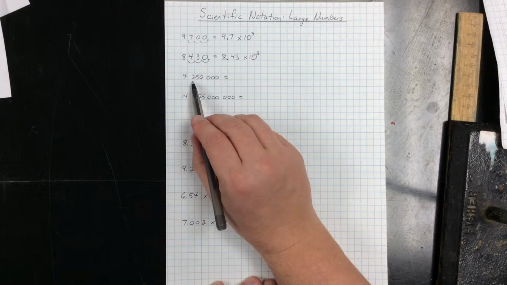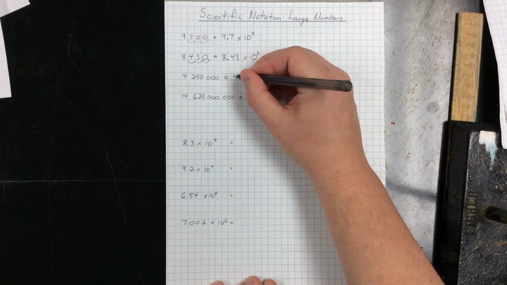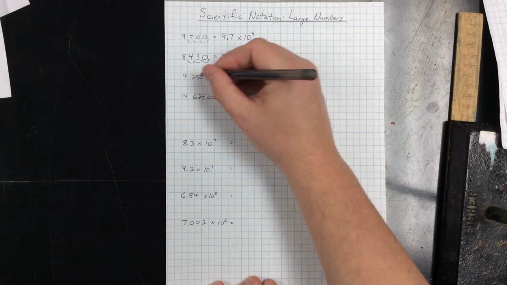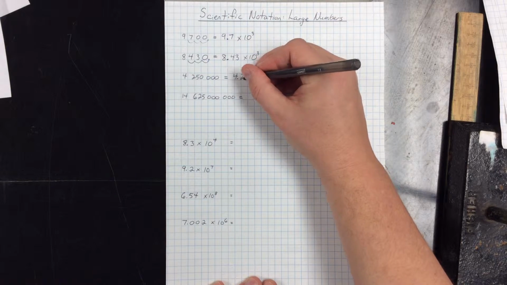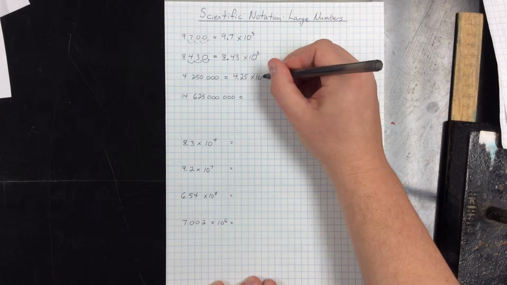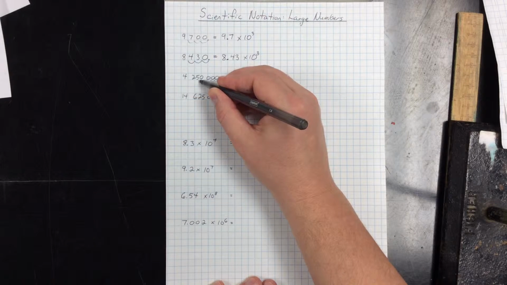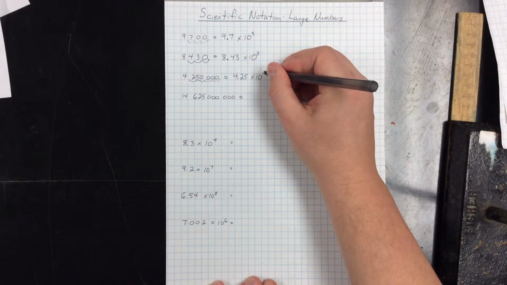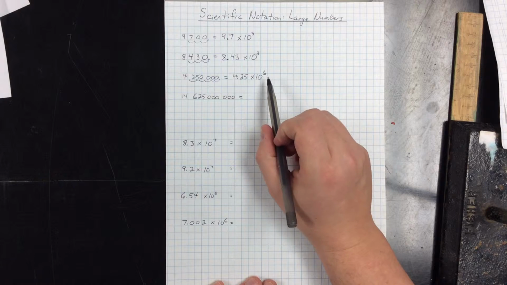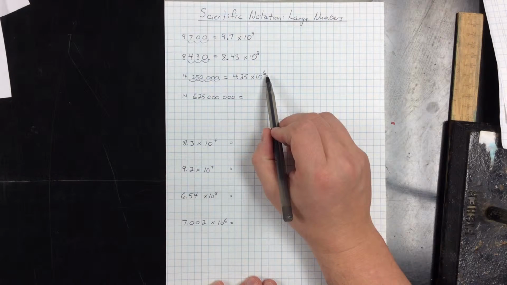Okay, this is 4,250,000. I'm going to write this as 4 decimal, the other significant digits, 2, 5, leave off all the zeros, times 10 to the, think how far I moved it, 1, 2, 3, 4, 5, 6. I moved the decimal 6 times to the left. So it's 4.25 times 10 to the power of 6.